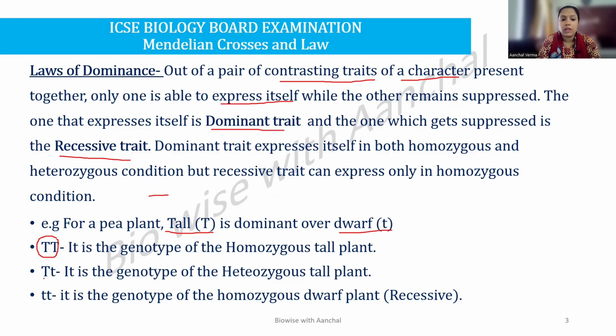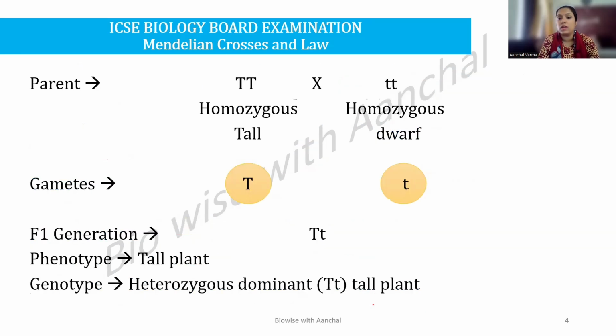So here you can see, if capital T is with the small t, that is lowercase t, it is the capital T which is going to express itself. So T is dominant in both homozygous and heterozygous condition. But only when both the small letters come together is the recessive trait of dwarfness expressed. Okay, so let us understand this with the cross.